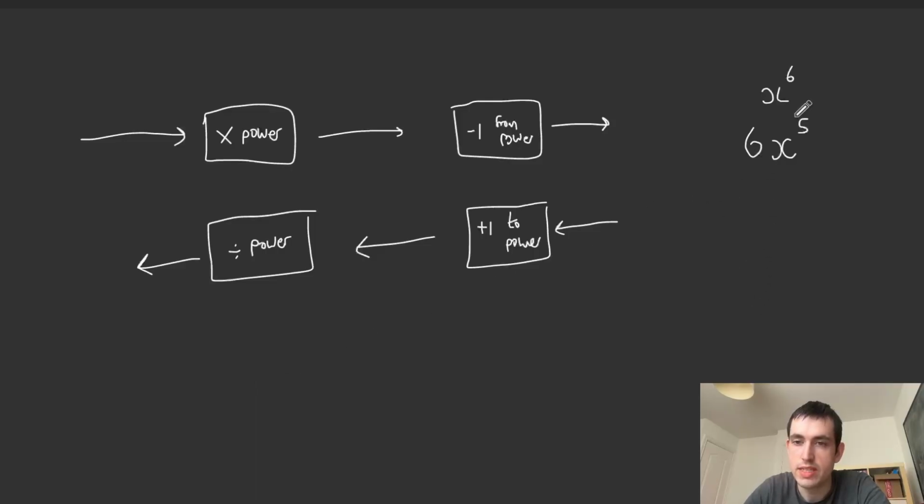Again, I'll carry on with this example over here. If we take 6x to the 5 and we integrate it, well, let's follow the formula. Let's add 1 to the power. So it's now going to be x to the power of 6. 5 add 1 is 6. And then we're going to divide by that power. The power is 6. So we do 6 divided by 6, which is just 1. So I won't bother putting that down.